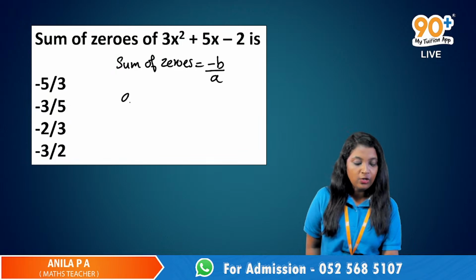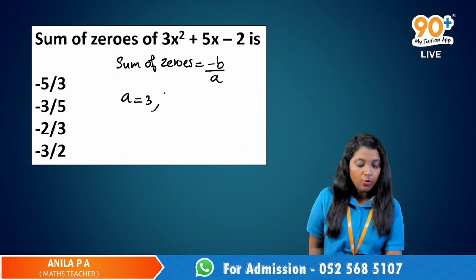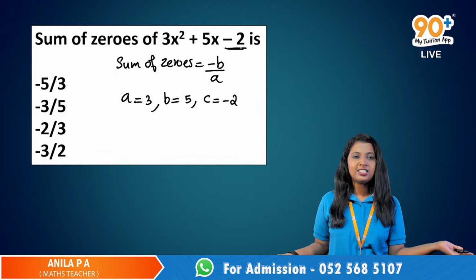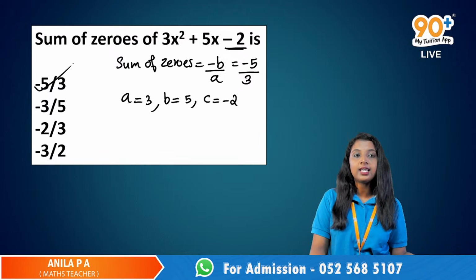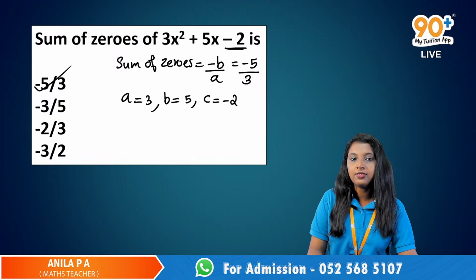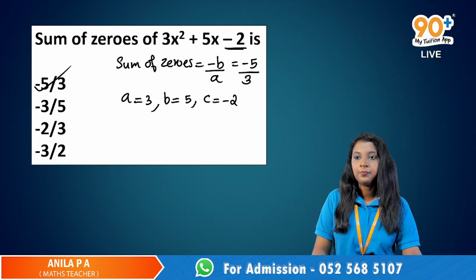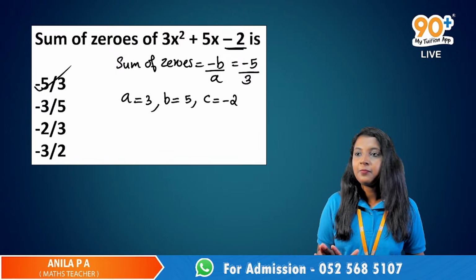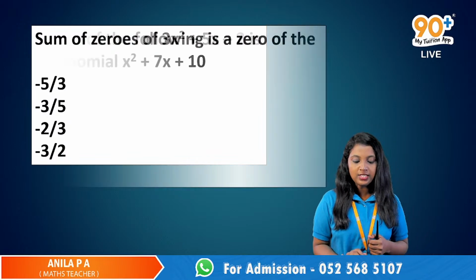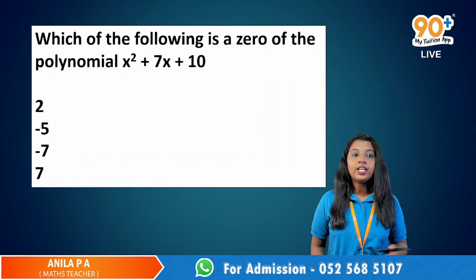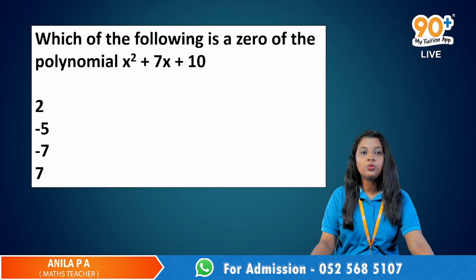And here the value of a is 3, the value of b is 5, and the value of c is negative 2. But here we just need negative b by a anyway, so it is negative 5 divided by 3. So option 1 is the correct answer. Negative 5 by 3 is the correct answer. Everybody got this right? Now the second one.